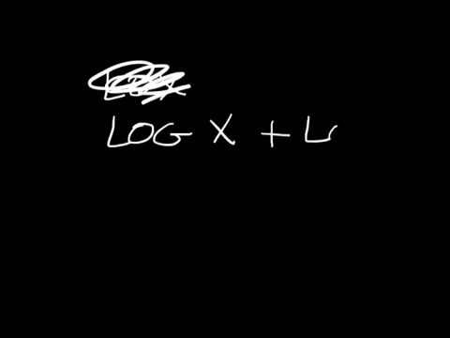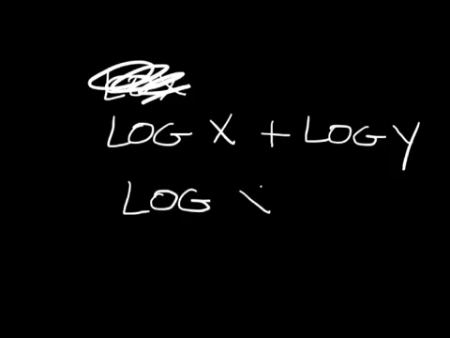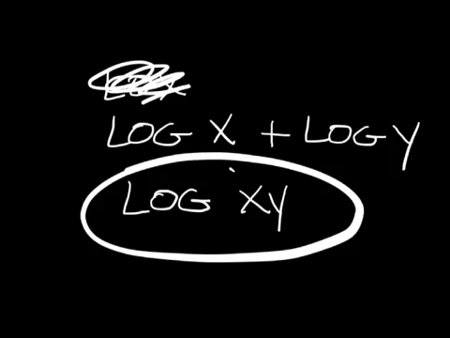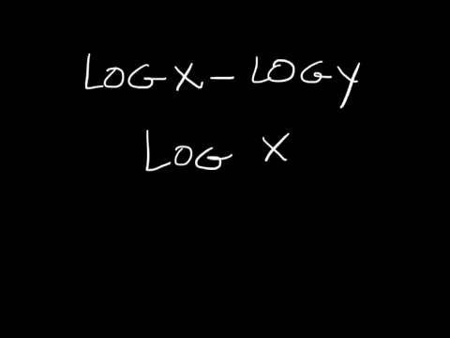For today, we're going to start with log x plus log y, and go backwards to condense it. Log x plus log y would be the same as log xy. If I have log x minus log y, that's the same as log x over y. Just the basic things that we've already been over, except they're in reverse.